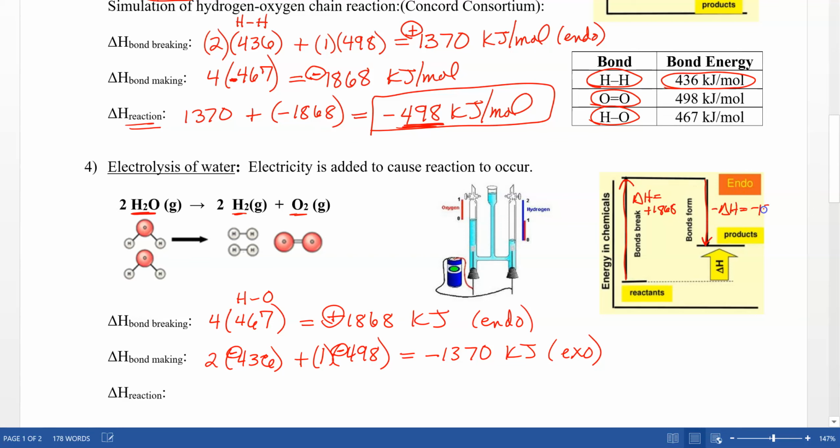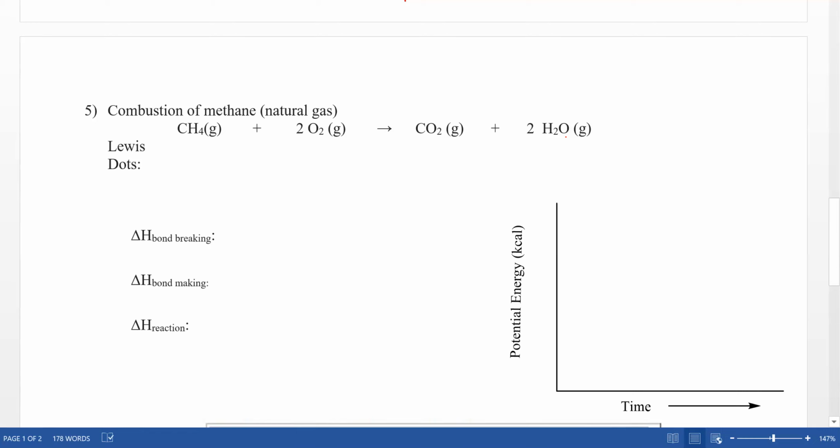All right, so let's do one more example and then we're done. So here I have another reaction. This is the combustion of methane. This is just the natural gas that would come out of your gas jets. And so this time I'm giving you the overall reaction. It is balanced, but we need to know what bonds are breaking and what bonds are forming.